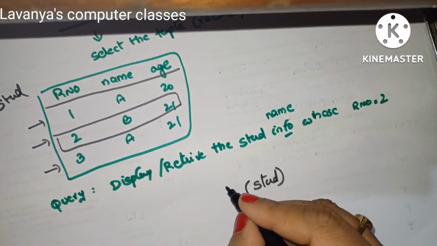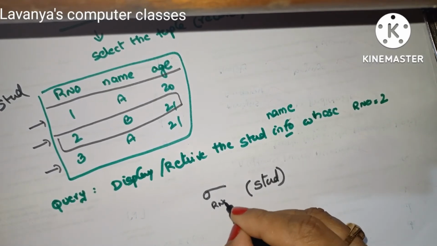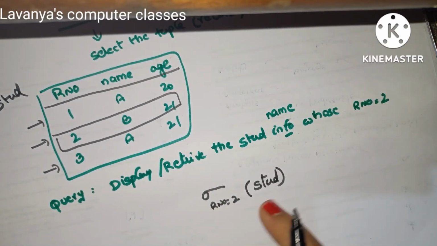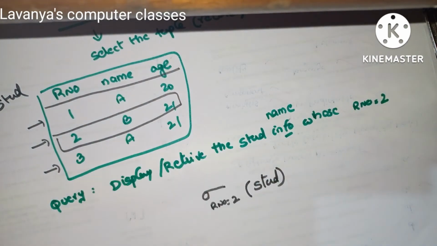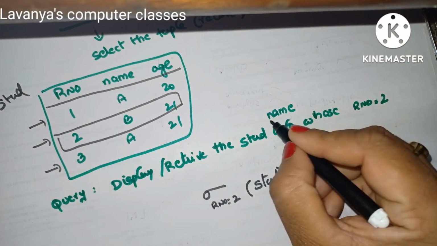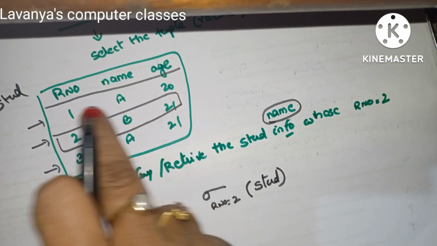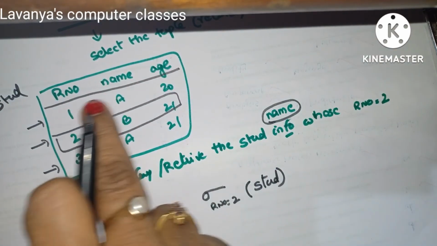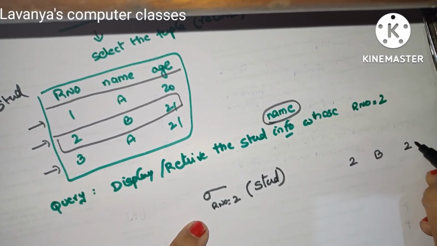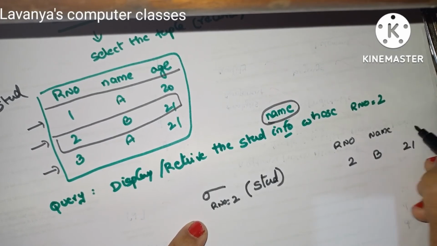Record selection is done with the sigma symbol. Sigma, roll number is 2. This is the condition. If we select like this, sigma roll number 2 from student, the entire record comes. But you don't want the entire record, you need only the student name where roll number is 2. In the entire record there are 3 columns: roll number, name, age. Up to this the information comes like this: 2, B, 21. 2 is roll number, B is name, 21 is age.